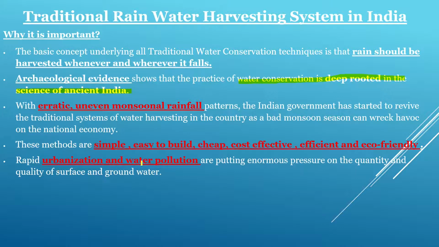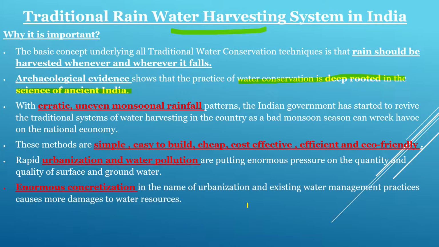Rapid urbanization and water pollution are putting enormous pressure on the quantity and quality of surface and groundwater. Hence, traditional rainwater harvesting is the answer for supporting the huge population of India. Enormous concretization in urban areas and existing water management practices cause more damage to water resources. Hence, we are looking for traditional rainwater harvesting.